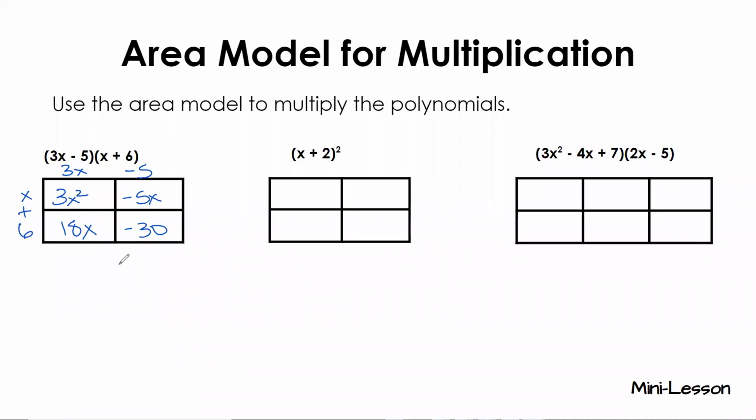Once you filled in all those boxes, you're going to take all the stuff that's inside and write it out in one line. Okay. Yeah. And then you're going to combine your like terms. So what's 18 minus 5? 13x. Wow. And then bring everything else down.